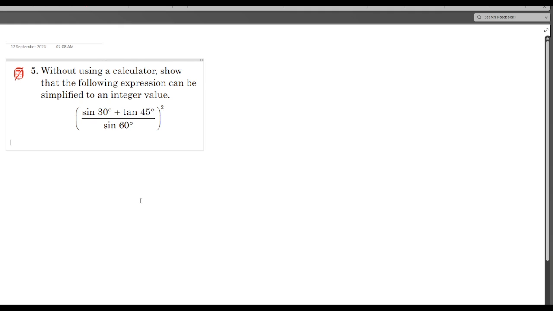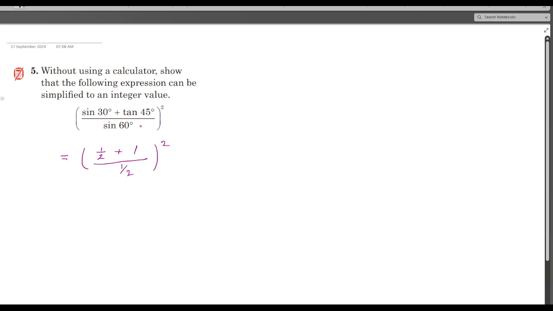Okay, now fifth question. Here we should not use a calculator. Without using a calculator, show that the following expression can be simplified to an integer value. Okay, so the value of sine 30 degrees is 1 divided by 2, plus tan 45 degrees, its value is 1, whole divided by sine 60 degrees, its value is 1 divided by 2. So I have to take the square of this.